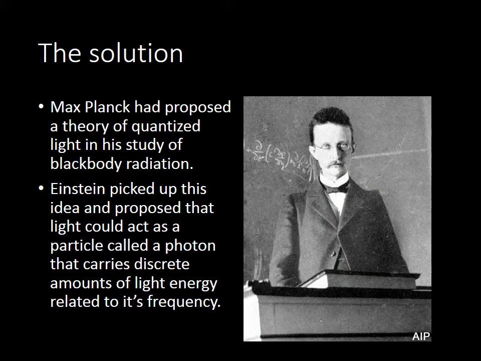Well, Einstein had a solution, but his solution began with the work of a man named Max Planck. Planck had proposed a theory of quantized light in his study of black body radiation. Now, this idea of quantized light was kind of out on the fringes of what people thought at the time. What Planck said was that he thought that light came in little bitty discrete bundles, and that worked for explaining what he was seeing in his studies on these black bodies.